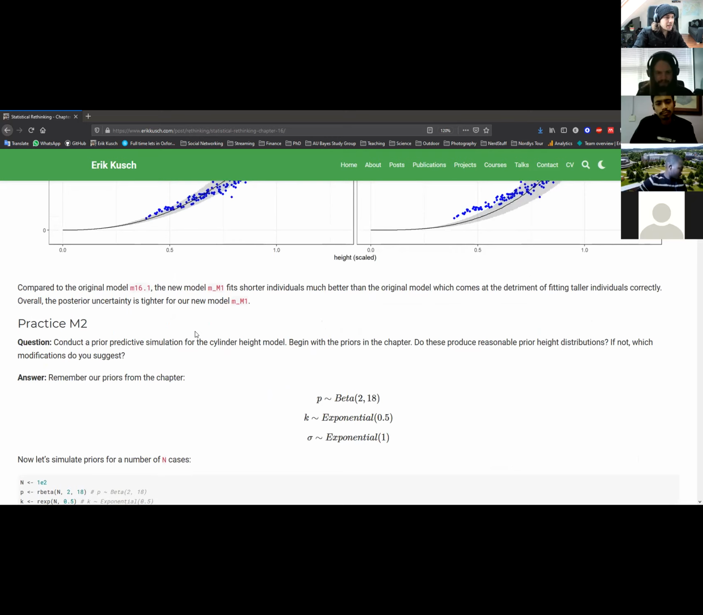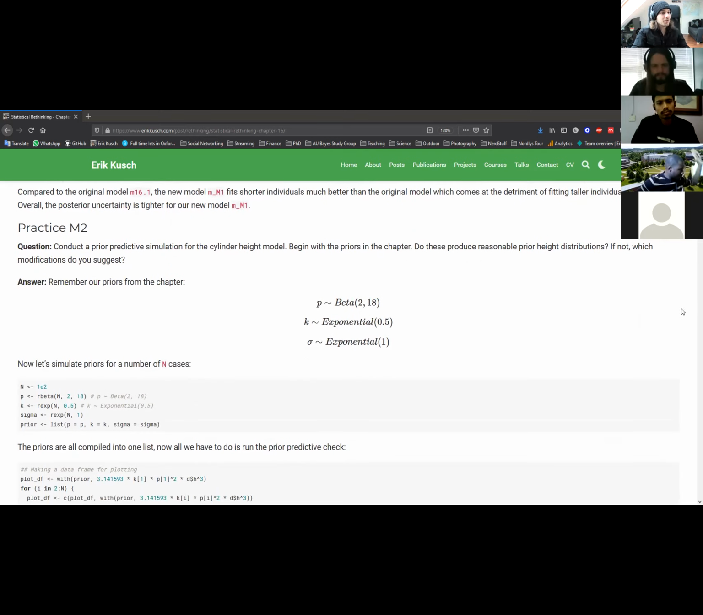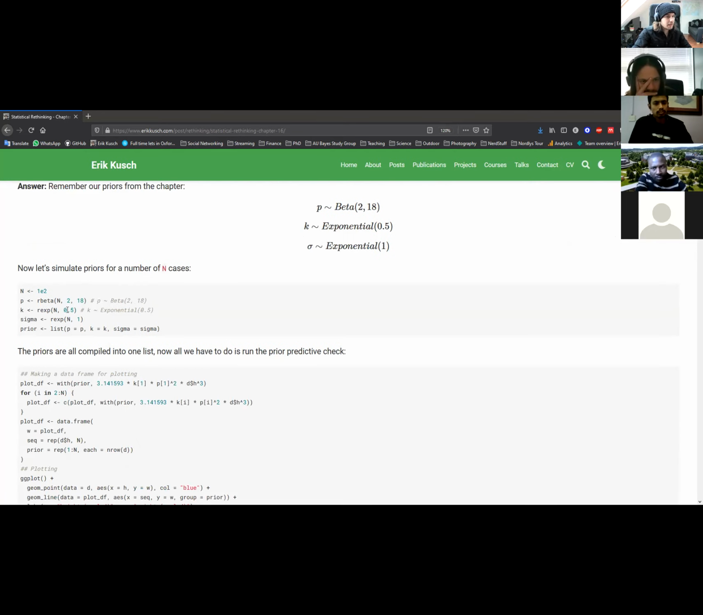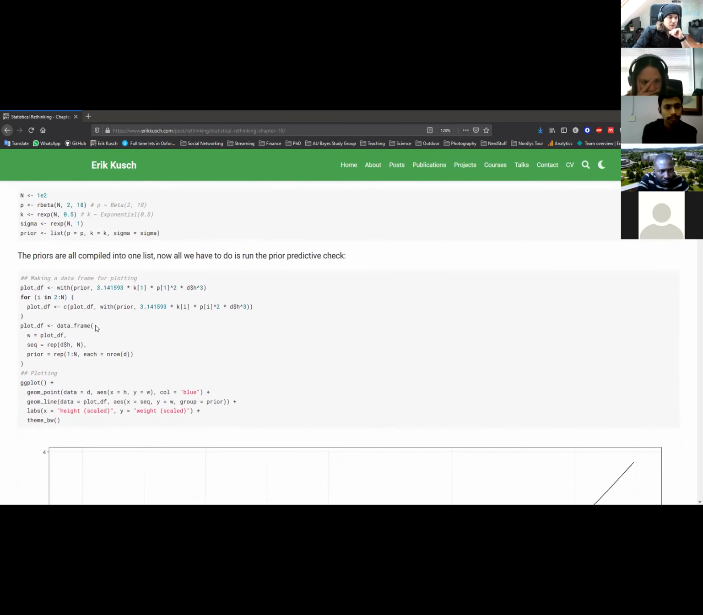And that was already question M1. Moving on to question M2. Question M2 asks us to conduct a prior predictive simulation for the cylinder height model. We were supposed to begin with the priors in the chapter and then see if these produce reasonable prior height distributions. And if not, which modifications would we suggest? So these are the priors from the chapter. I then just simulate priors. So I simulate 100 priors here with these pre-specifications.